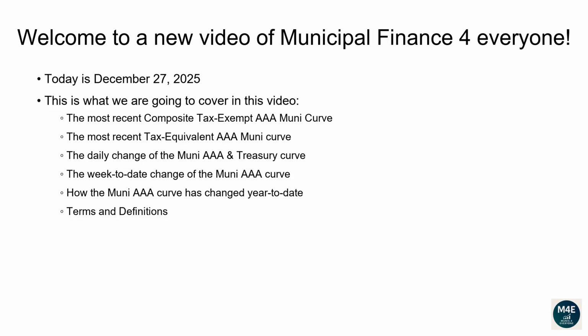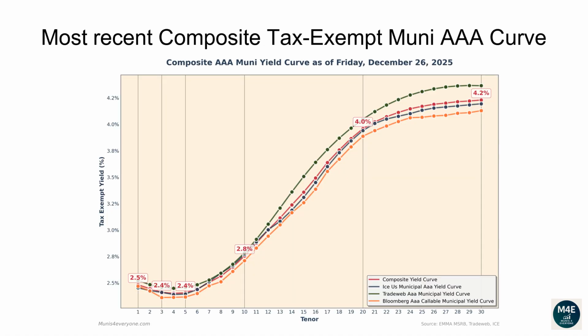Today is December 27, 2025. This is what we're going to cover in this video: the most recent tax-exempt AAA Muni curve, the most recent tax-equivalent AAA Muni curve, the daily change of both the AAA Muni and Treasury curves, their week-to-date change, and how the AAA Muni curve has changed year-to-date. Terms and definitions. Let's go over the most recent composite tax-exempt Muni AAA curve.